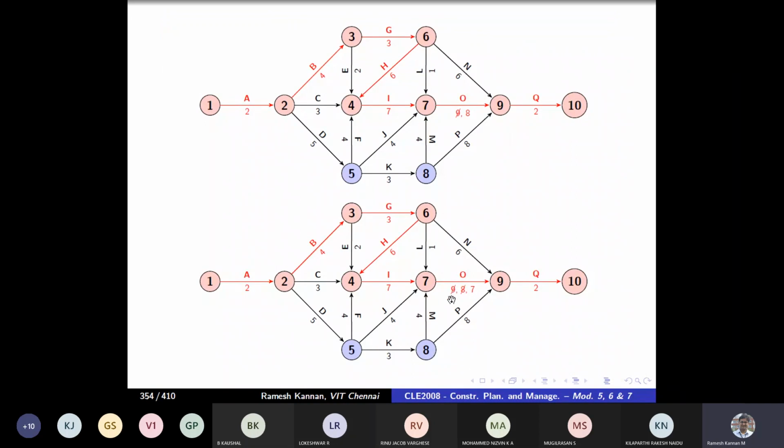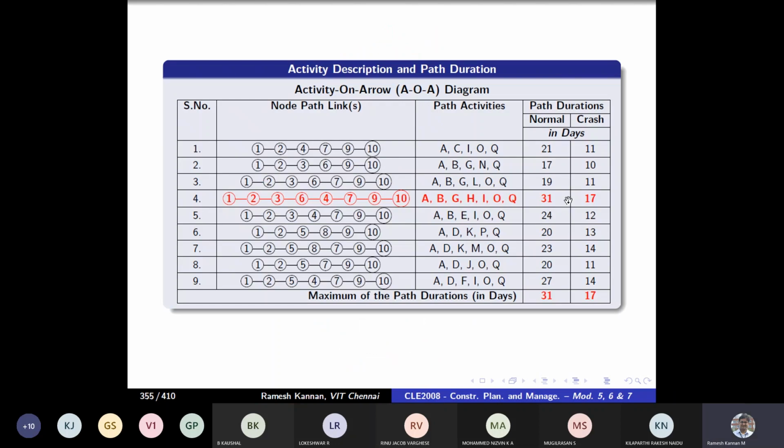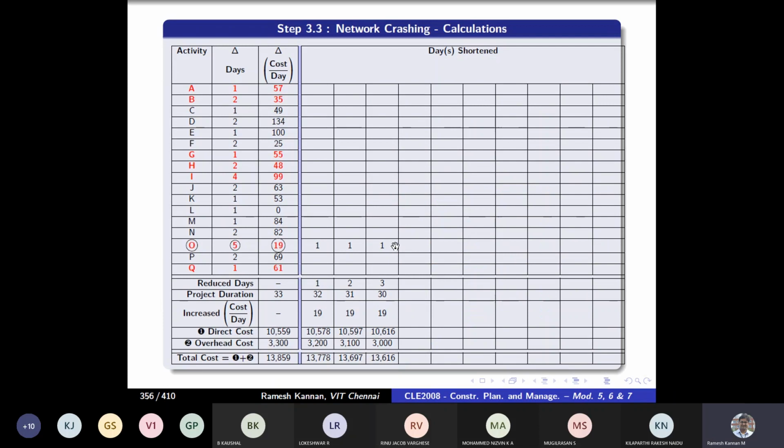Then we'll take a look at it, and it's no more 8 days for activity O, it will become 7 days. Then the path duration 33 has become 32, and now it has become 31, and you see there is no change in the critical path duration. Then we'll continue the process.